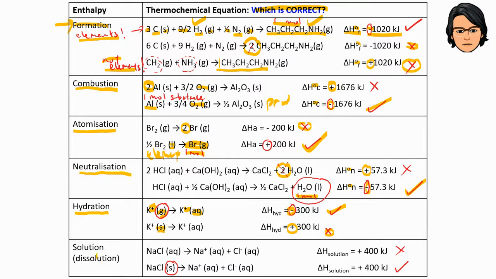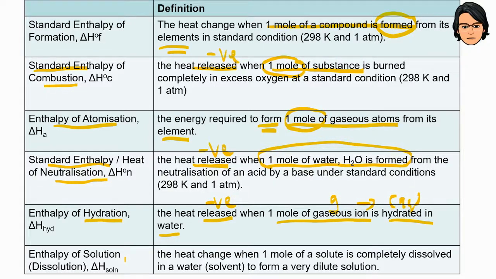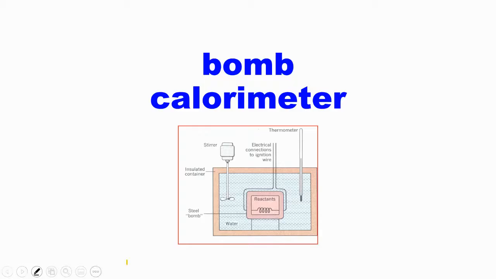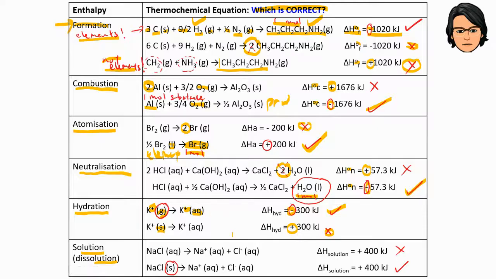Now we go to the last one, enthalpy of solution or dissolution. You can use either one. What is the definition? The definition is the heat change when 1 mole of solute is completely dissolved in water to form a very dilute solution. The second one is correct because solute becomes solution. The first one is incorrect because NaCl is in aqueous.